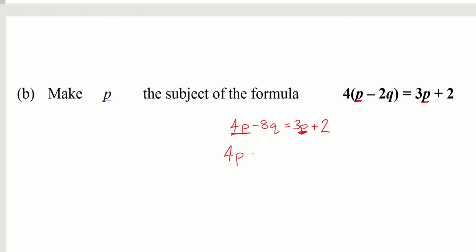So I bring the 3p over, it becomes negative 3p. And while I'm at it, I'm going to chuck this negative aq over this side, it becomes positive aq. Just like that. Now I've got common terms here, like terms. 4p minus 3p, what does that give me? 1p. And there I have it.